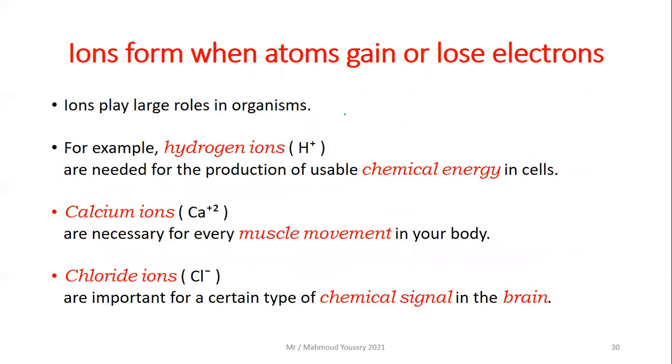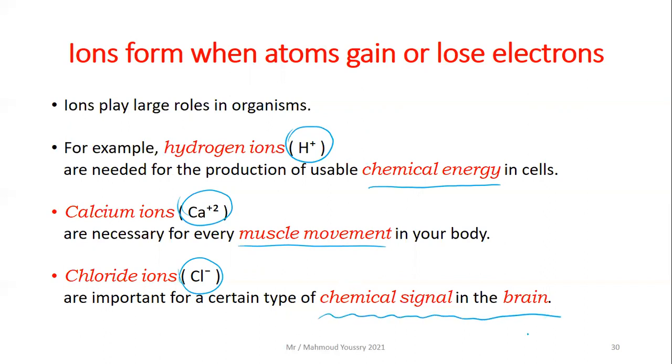Actually, ions play a large role in organisms. For example, hydrogen ions, H+, or protons, are needed for the production of usable chemical energy in your cells. Calcium ions, Ca2+, are necessary for every muscle movement in your body. Chloride ions, Cl-, are important for a certain type of chemical signal in the brain.